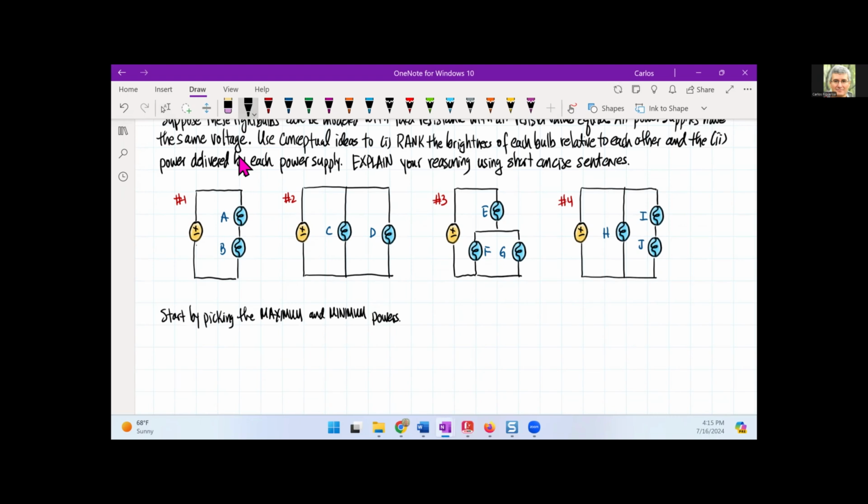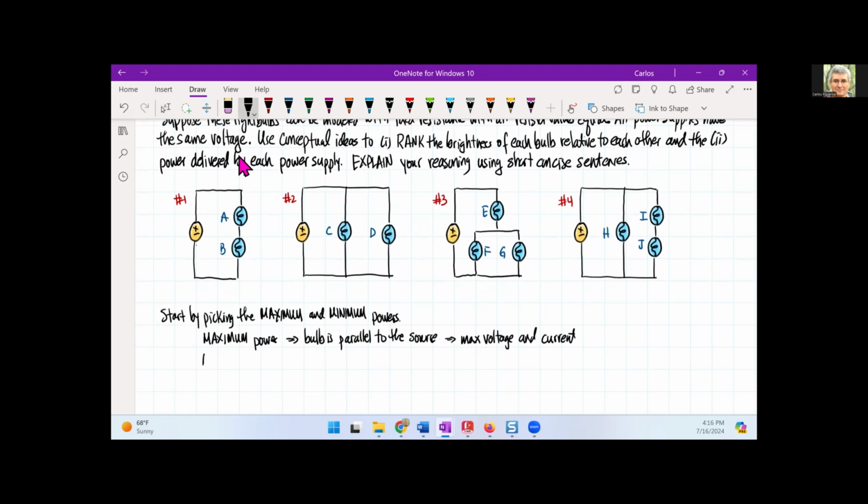So when I think maximum power, I see that the bulb is parallel to the source. The reason why it's max is because we get max voltage and max current.